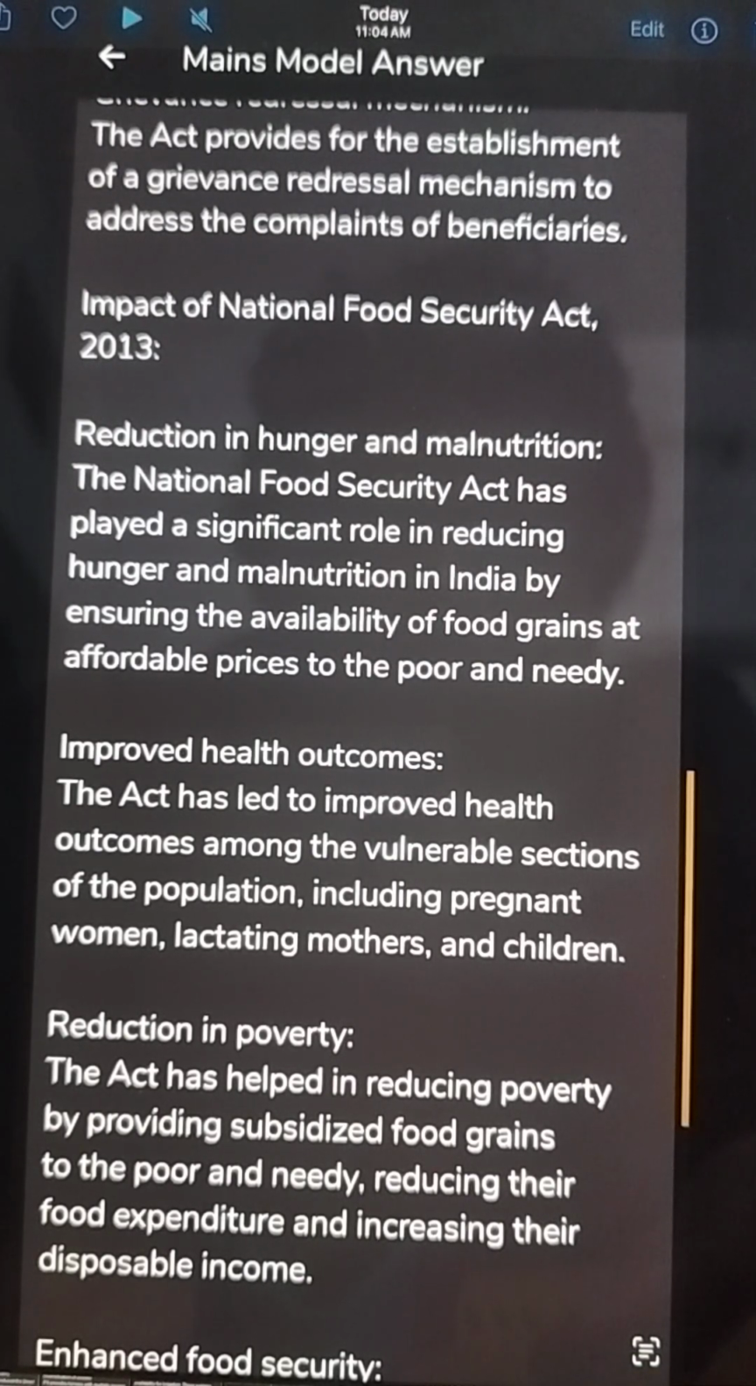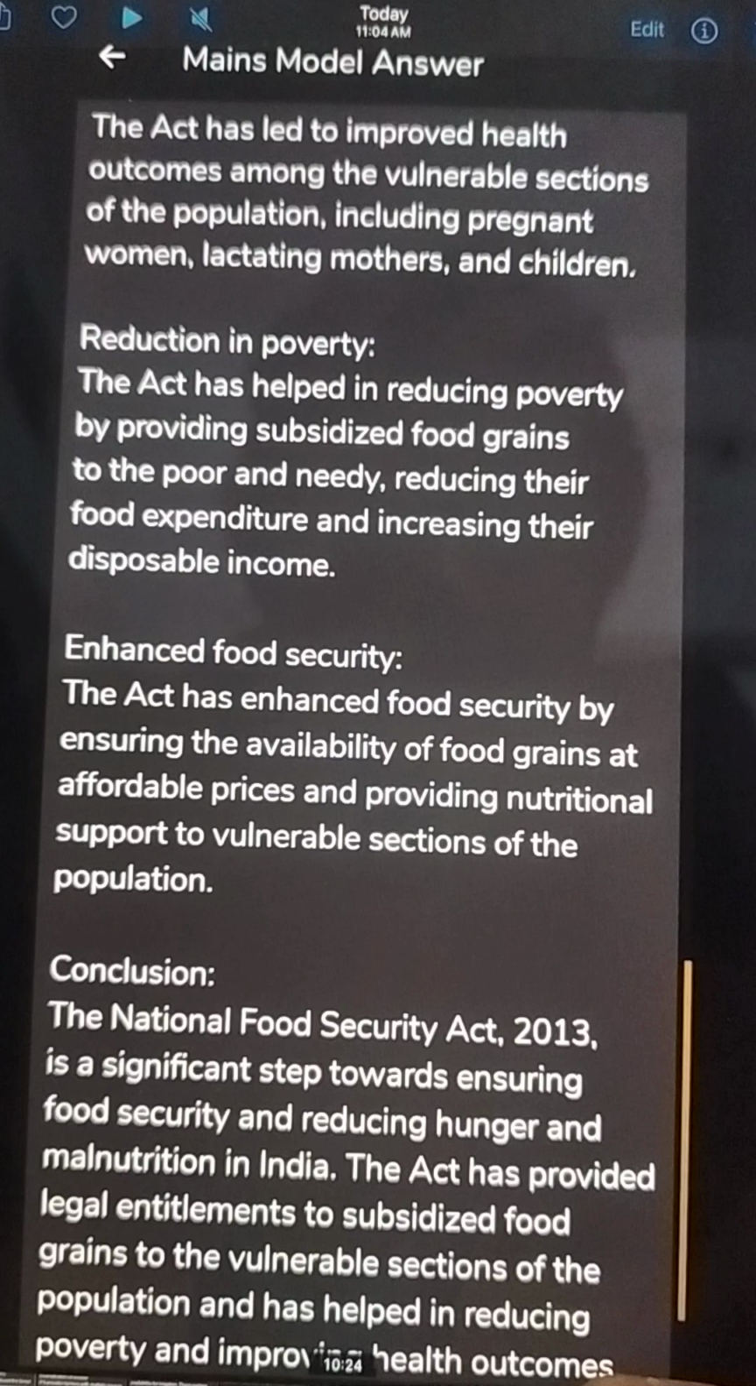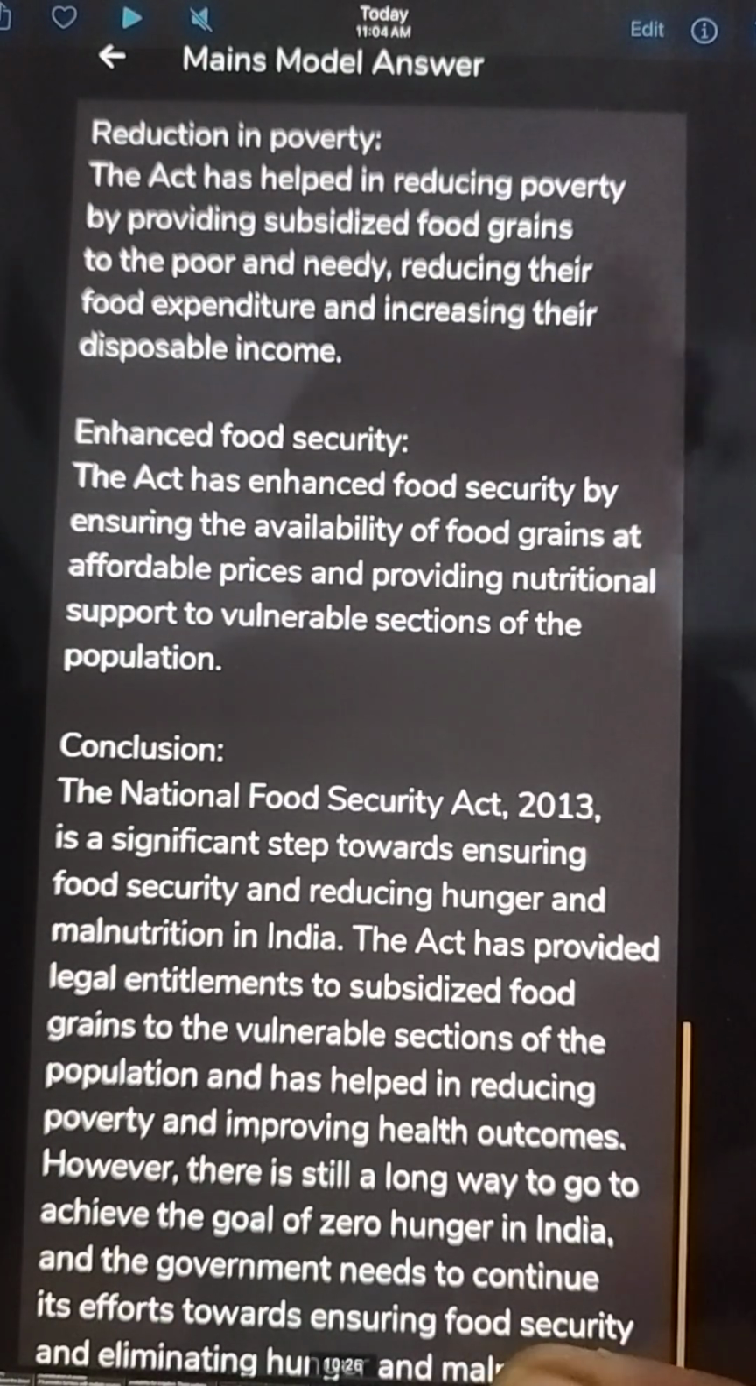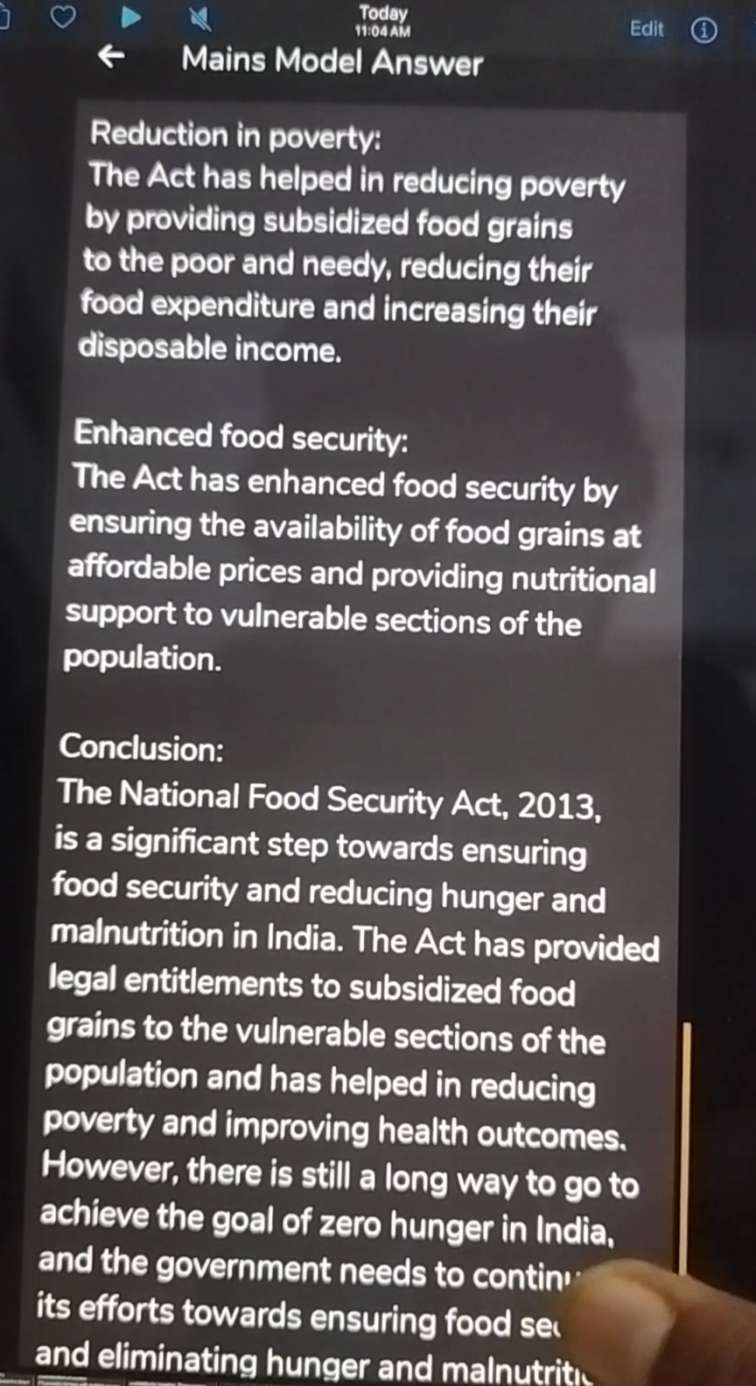Then reductions in poverty. The Act has helped in reducing poverty by providing subsidized food grains to the poor and needy, reducing their food expenditure and increasing their disposable income. Then comes enhanced food security. The Act has enhanced food security by ensuring the availability of food grains at affordable prices and providing nutritional support to vulnerable sections of the population.